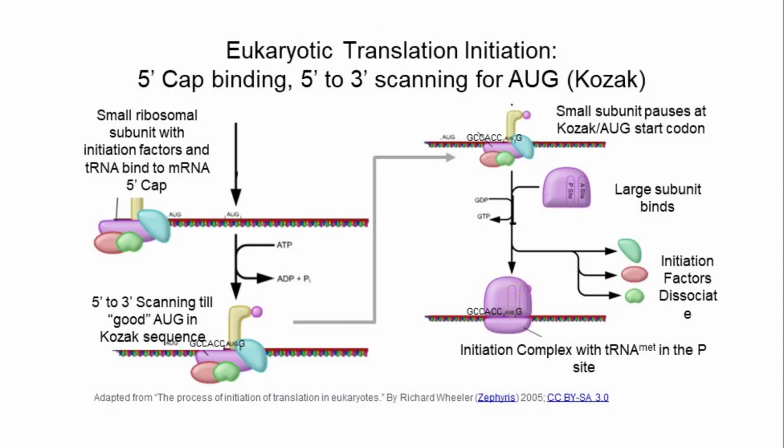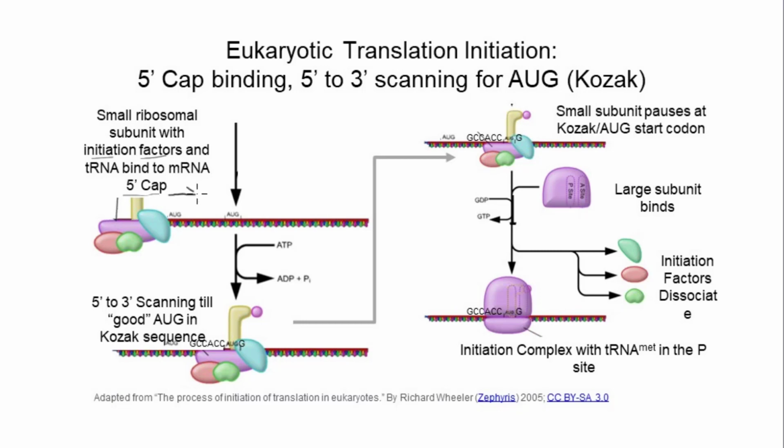Now that you've been introduced to the major players, let's see how they all work together in the context of translation. Translation is divided into 3 stages: initiation, elongation, and termination. We're going to look at this process as it occurs in eukaryotes, which is a little bit different than what happens in prokaryotic cells. The initiation of translation in eukaryotes is facilitated by a set of proteins called initiation factors. These proteins, along with the first tRNA, met, the one that binds to the start codon and is carrying the amino acid methionine, bind to the small ribosomal subunit and guide it to the 5' cap of an mRNA, where the whole complex binds.